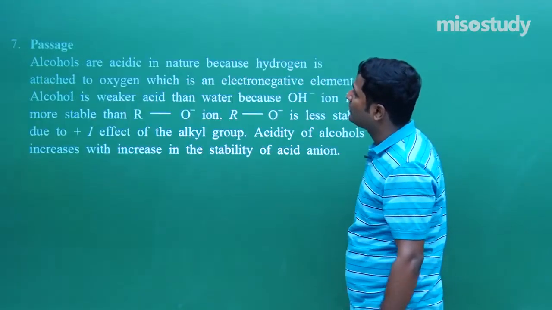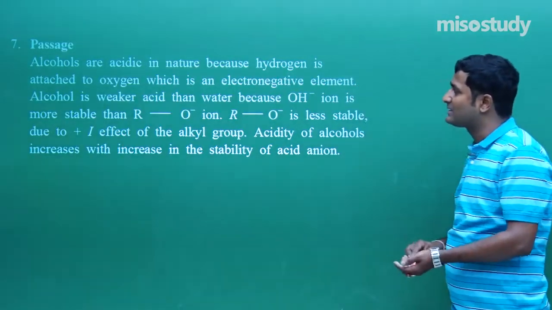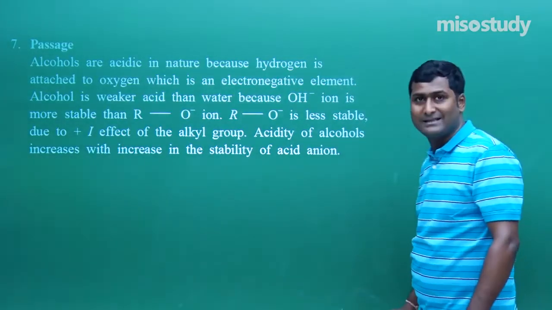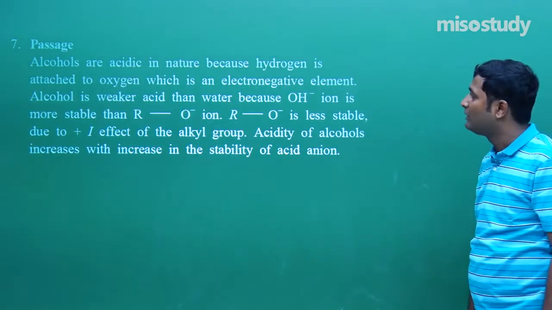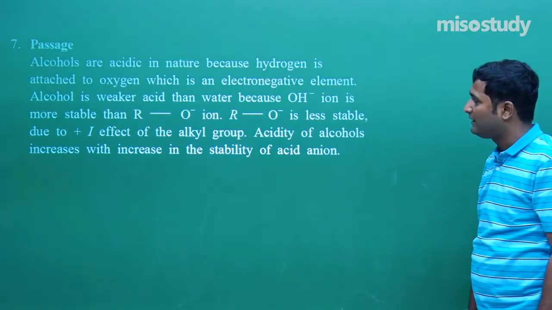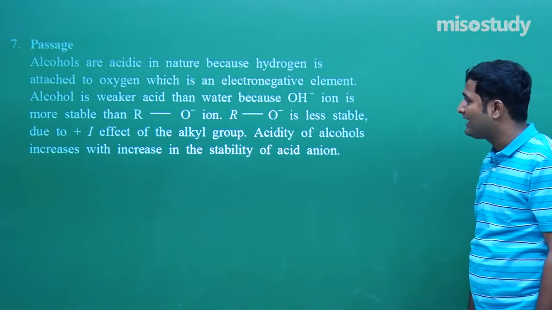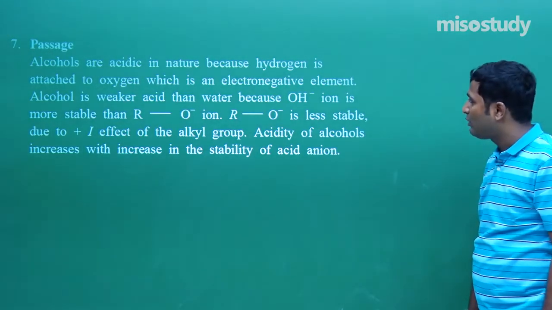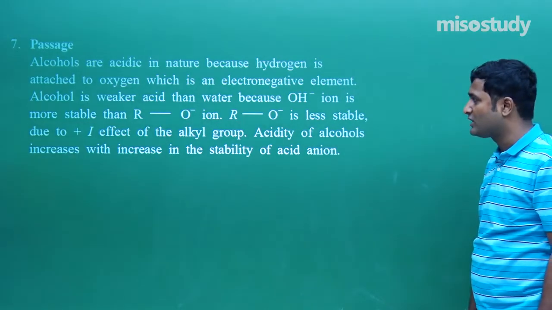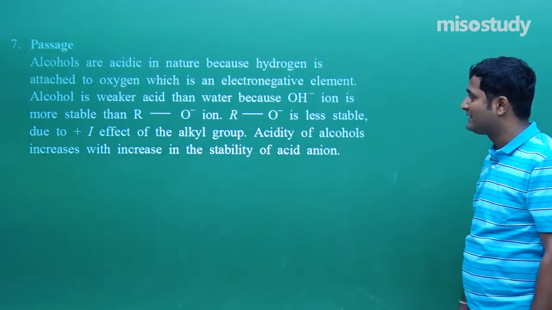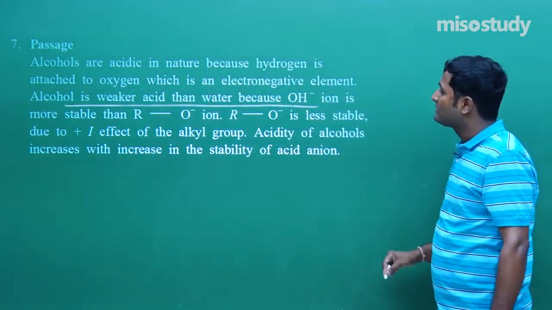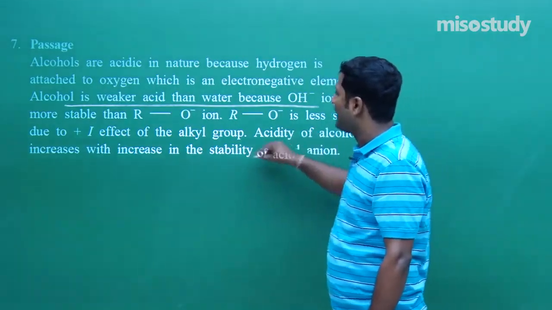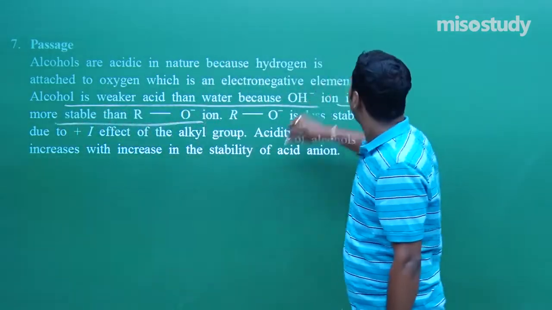Now let's move to question number 7. Read the passage carefully. Alcohols are acidic in nature. Yes, because hydrogen is attached to oxygen, which is an electronegative element. Yes, alcohol is a weaker acid than water because OH minus ion is more stable than RO minus ion. Okay. Alcohol is a weaker acid than water. Read the question carefully.